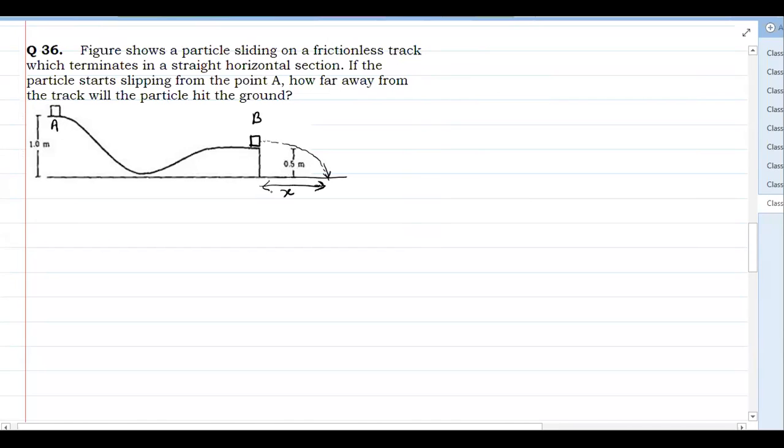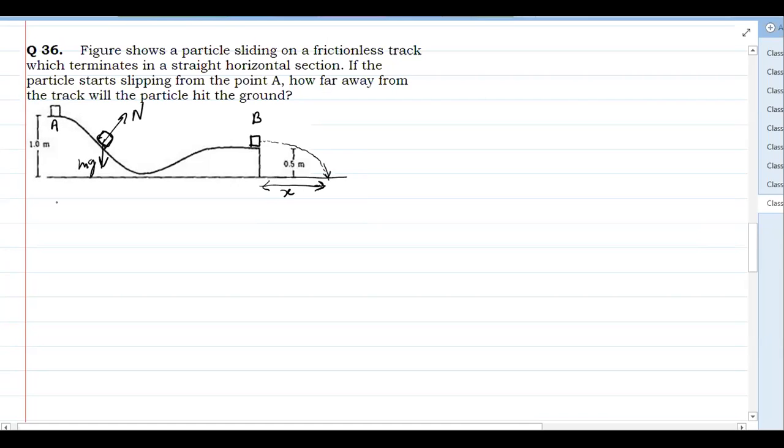So what is happening? The object is allowed to slide from point A. It will slide on the smooth incline. As it reaches point B, it will acquire some velocity, and because of that velocity, it will hit the lower ground at some distance. So that distance x we need to find. First, we will see, as it moves on the incline, what are the different forces acting. One is mg, second is normal, and since it is a smooth incline, there is no other force.